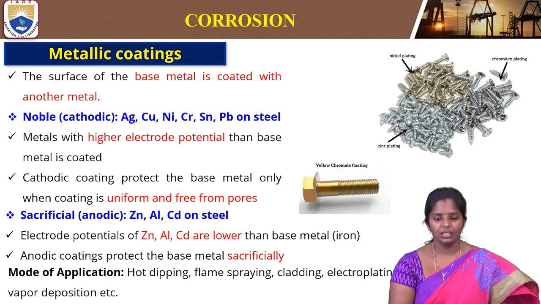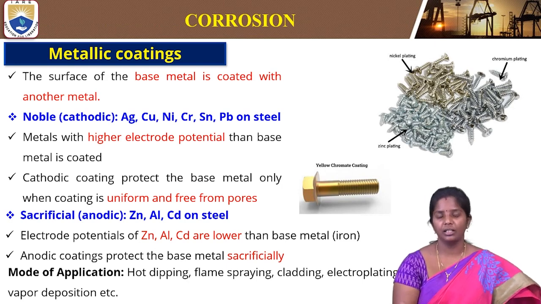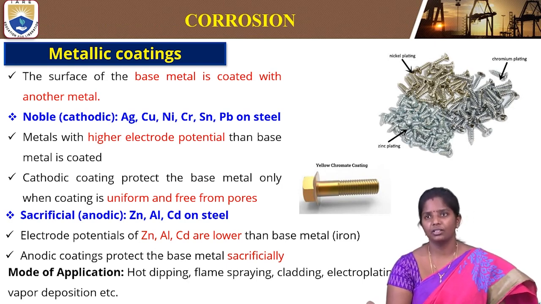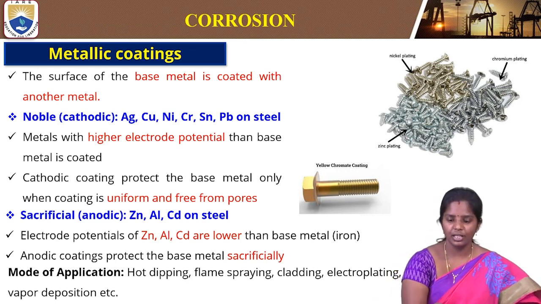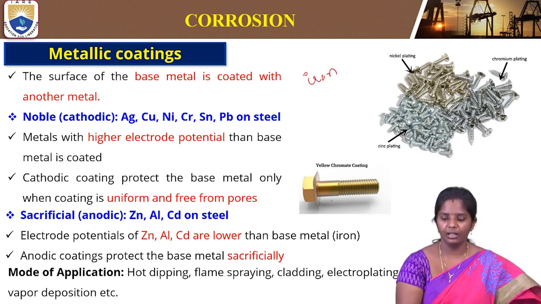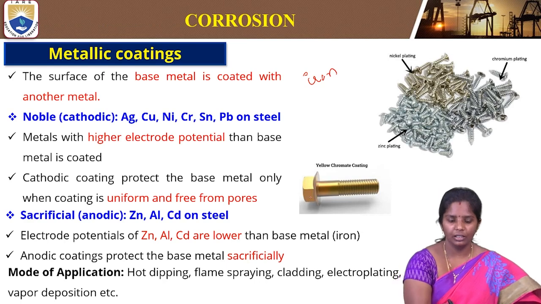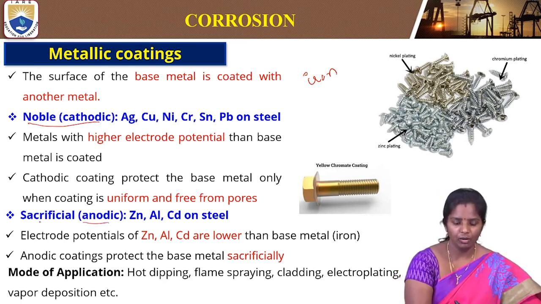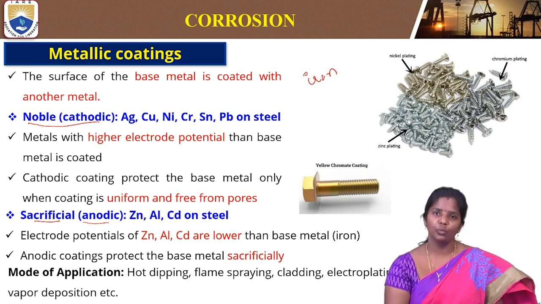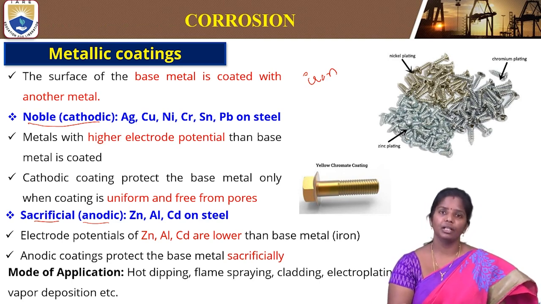So, metallic coatings. For example, a base metal is present that is used for many applications, like screws that we use for machineries. This base metal can be iron. Iron is the base metal. There are different types of coatings: it can be either noble or cathodic coating, or anodic or sacrificial coating. Depending on the application, we will be using these types of metallic coatings.